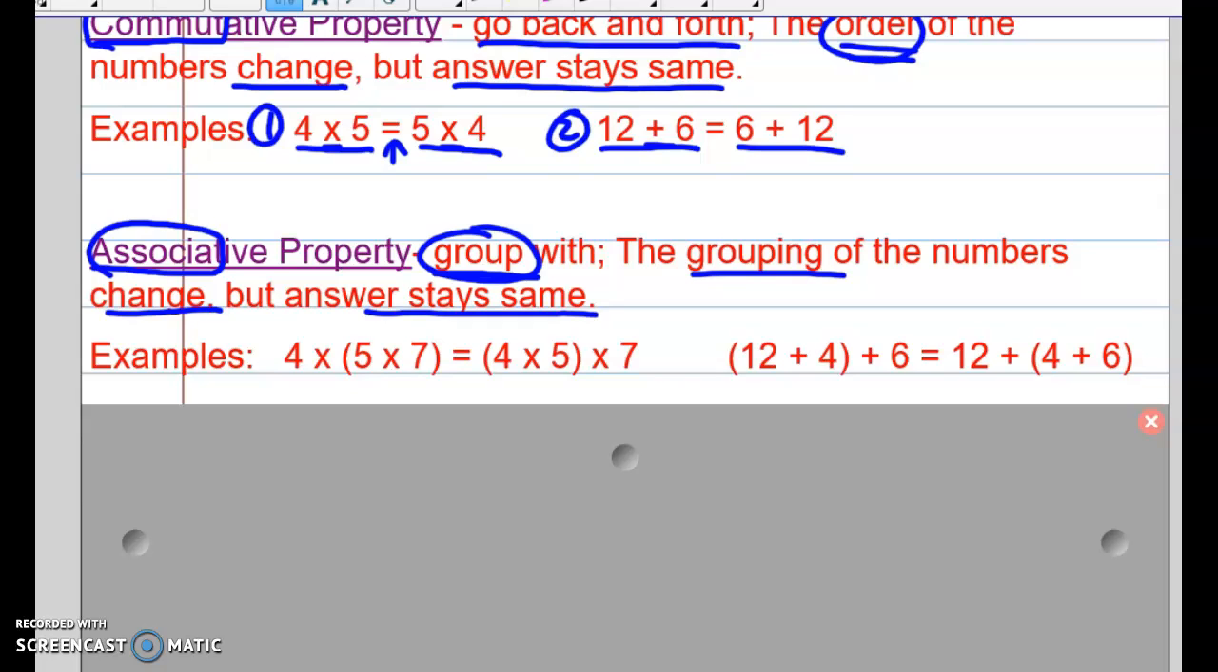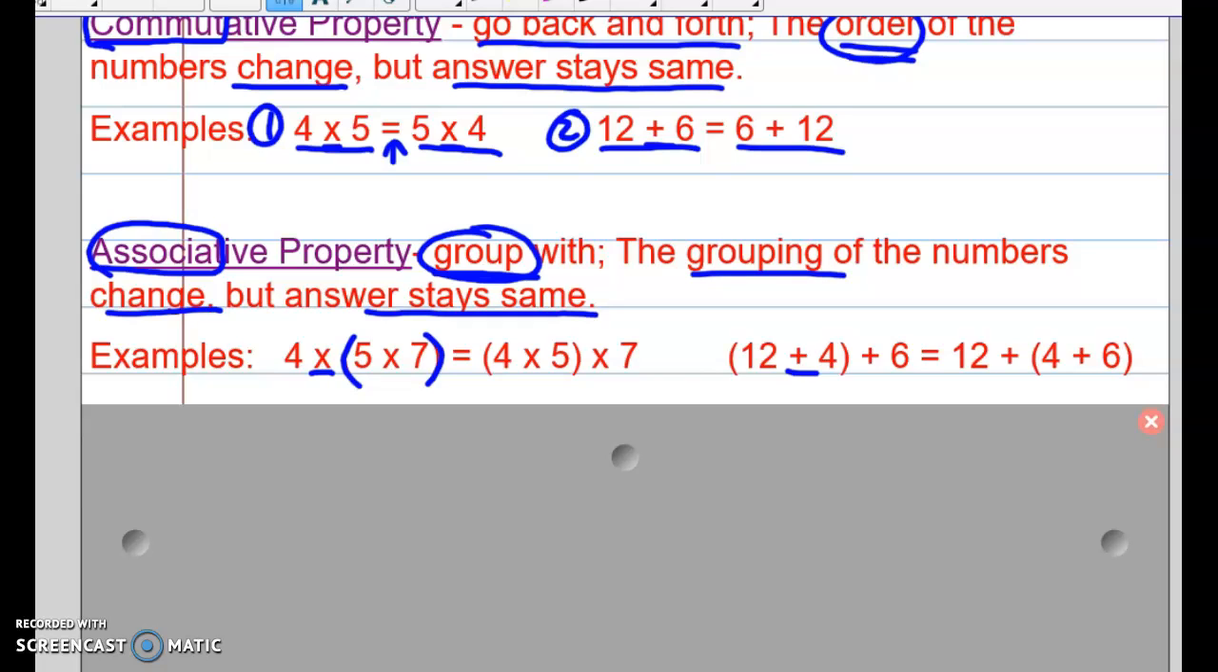The first video shows the associative property of multiplication, and the second example shows the associative property of addition. So we're going to study both of these problems carefully. On the left side, we see 4 times 5 times 7, and you notice that 5 and 7 are being grouped together because you see a set of parentheses grouping those numbers.